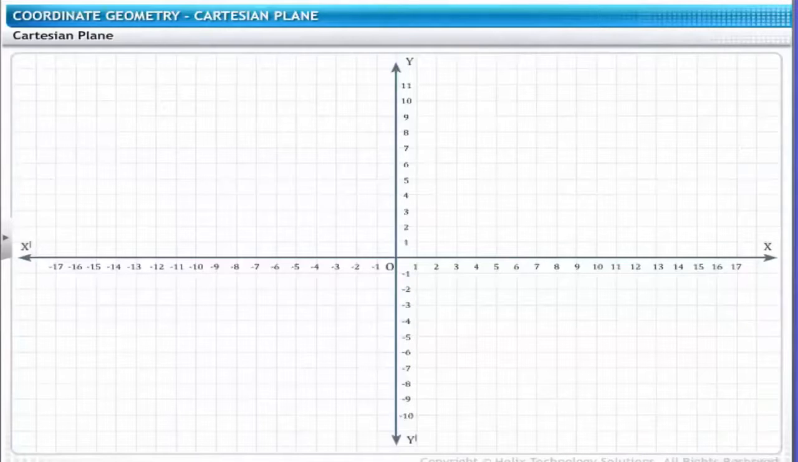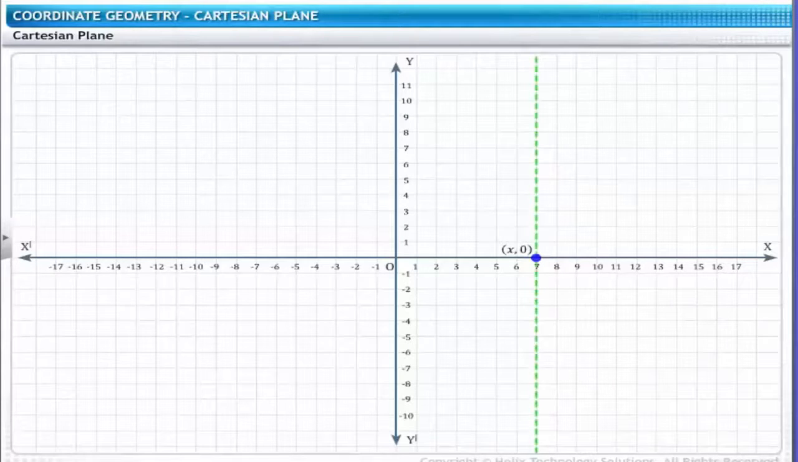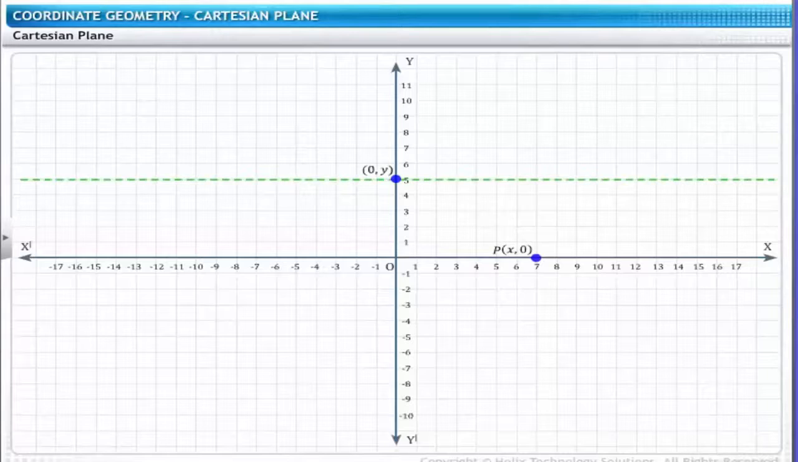In a graphical figure on the Cartesian plane, a point on the x-axis has the coordinate (x, 0). Therefore, if player P is placed at a point on the line dividing the football field vertically, the point is represented as P(x, 0). Similarly, any point on the y-axis has the coordinate (0, y). Therefore, if player P is placed at a point on the line dividing the football field horizontally, the point is represented as P(0, y).